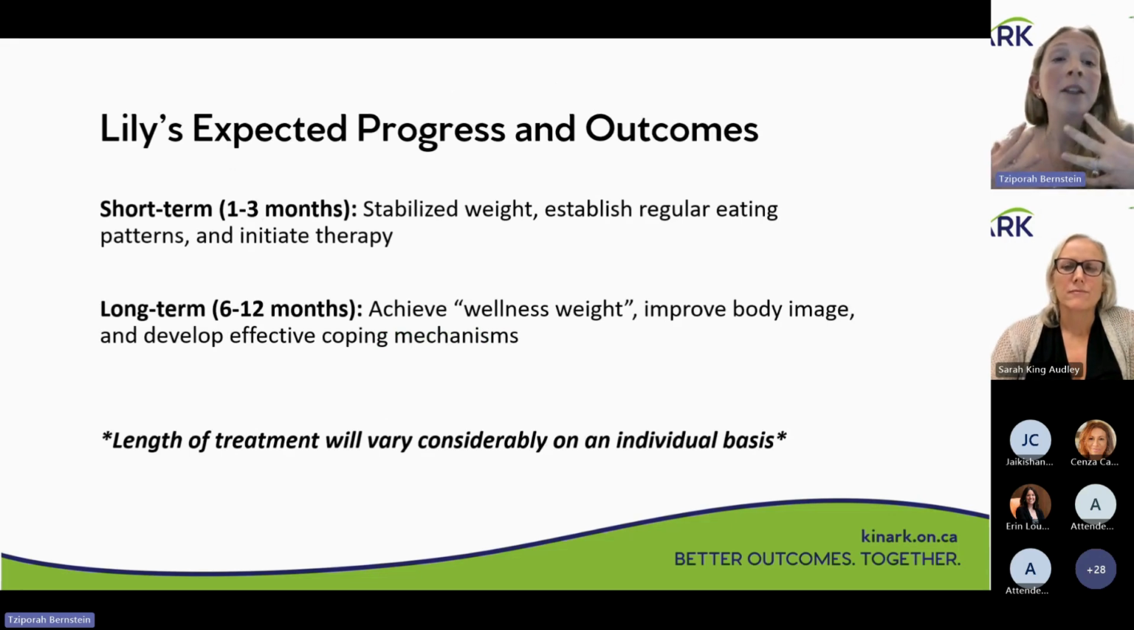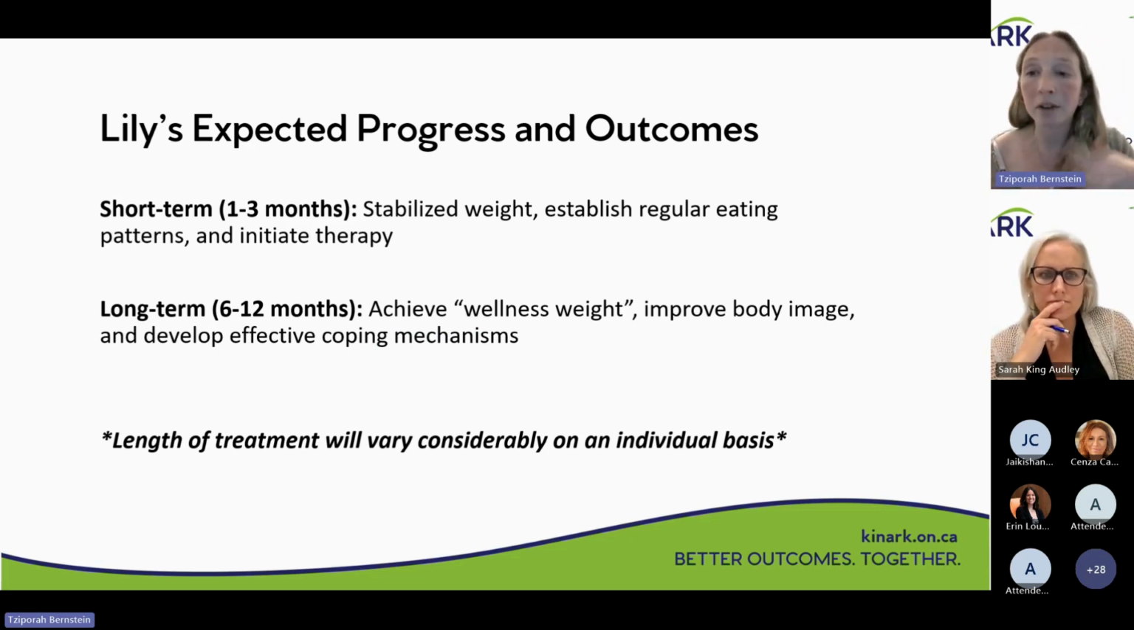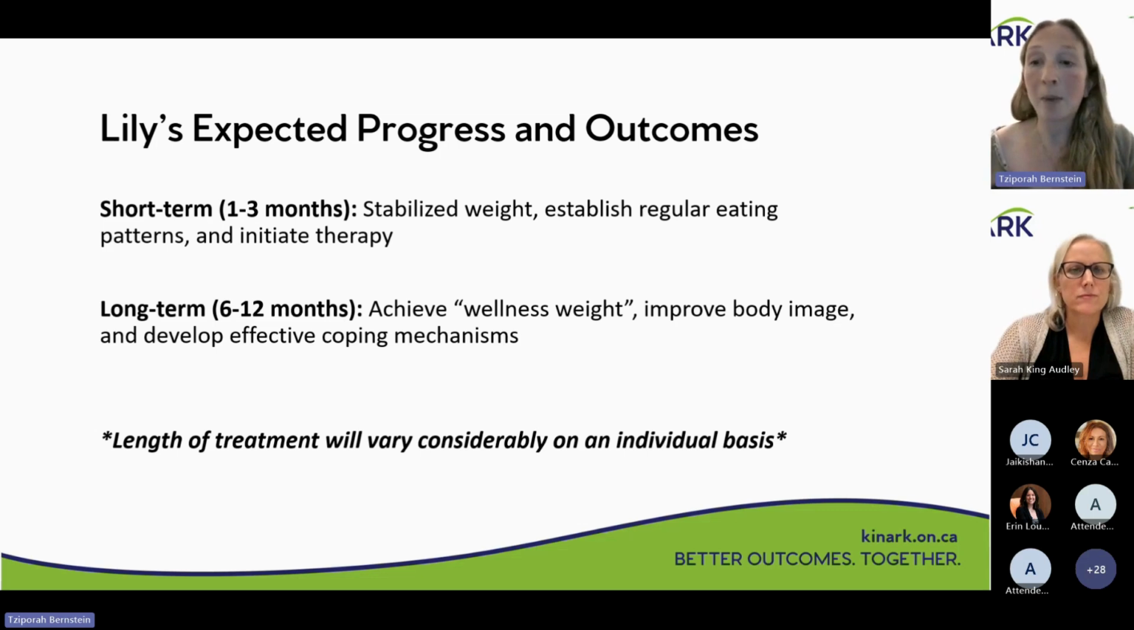Okay, so obviously the length of treatment in any program is really going to vary on an individual basis. But for Lily, this is what I would expect for short term, ideally 1 to 3 months: we're stabilizing her weight, establishing that regular eating pattern, and initiating the therapy piece. And then more longer term is achieving that wellness weight, improving the body image, developing effective coping mechanisms, restoring her regular period. And again, this is really going to depend on the motivation from Lily herself, but also from her family, as well as the supports that she's getting around her.